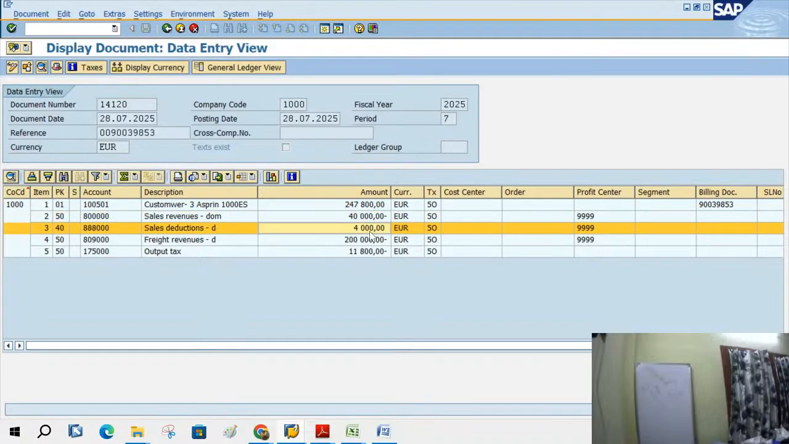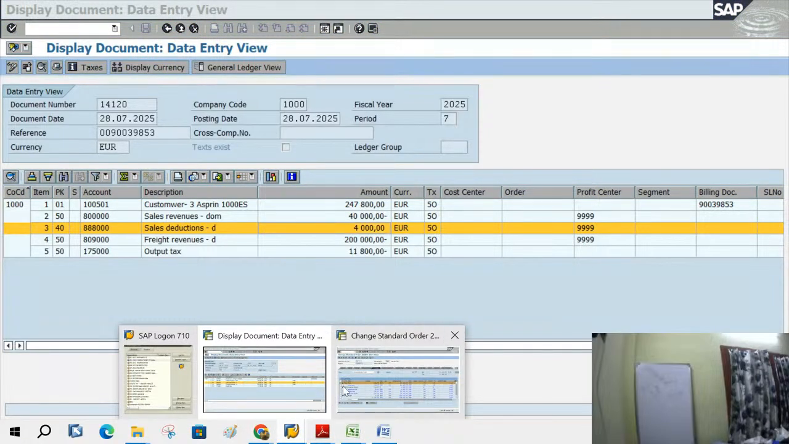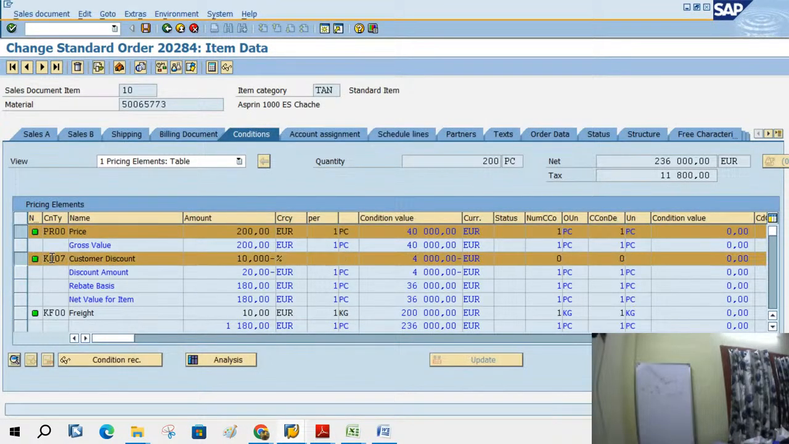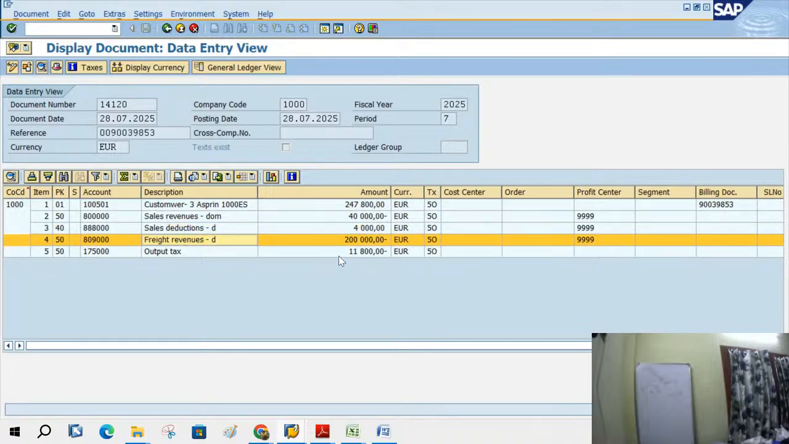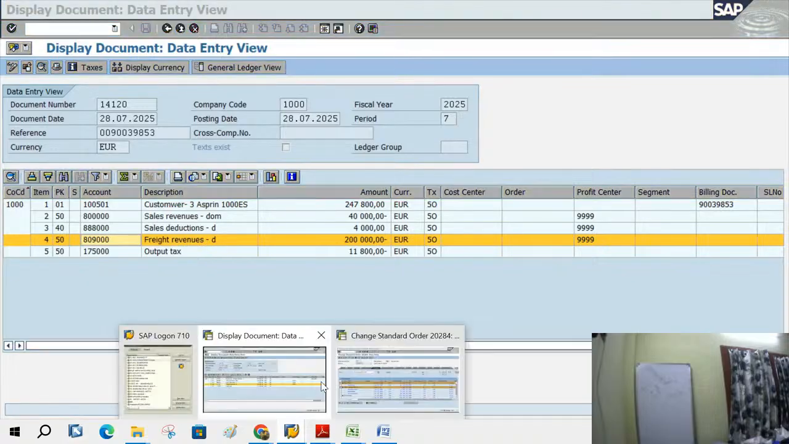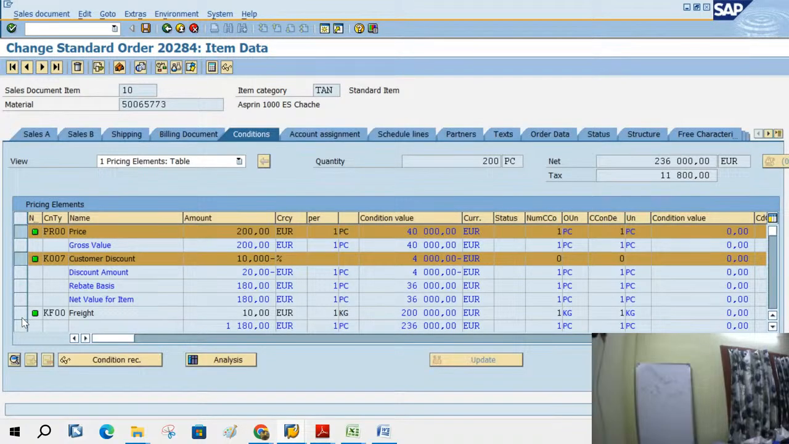The discount you have given is 4,000. Yes or no? What is the condition type? K007. 4,000 has to go into another GL account. That GL account is nothing but your 888 000. Correct? Then the auto or the freight charges where you had kicked the jackpot for your company. This is 200,000 that is going to come in 809 000. Correct? The freight has to be coming in this one. Clear?